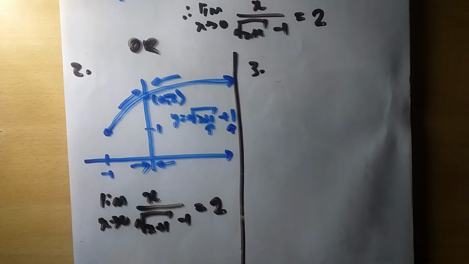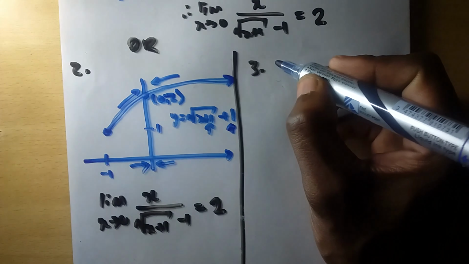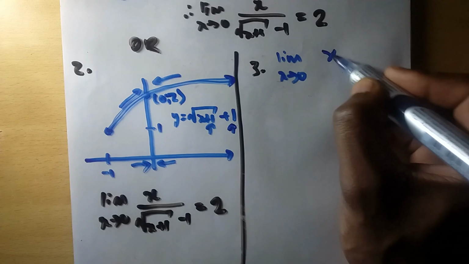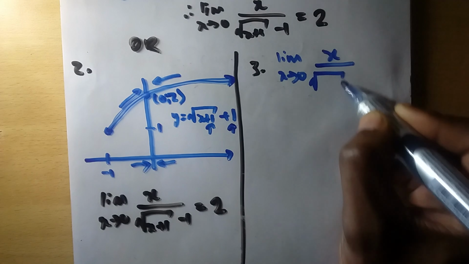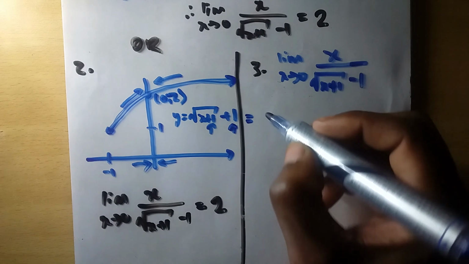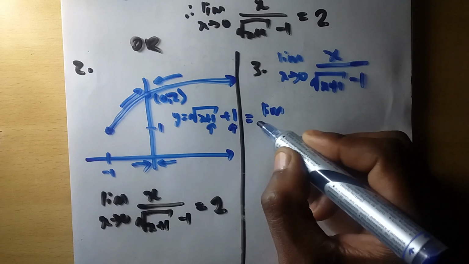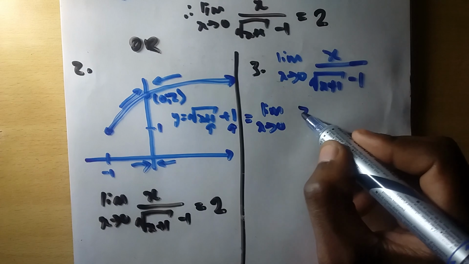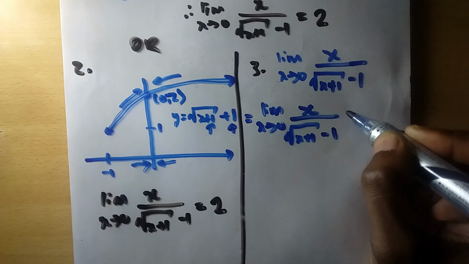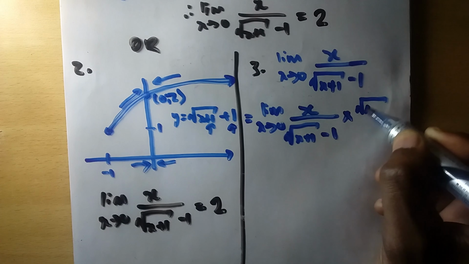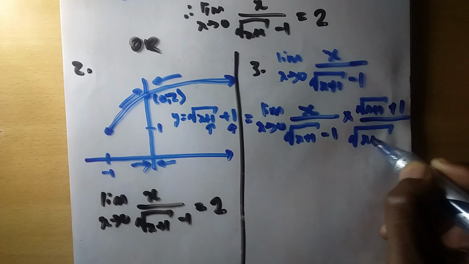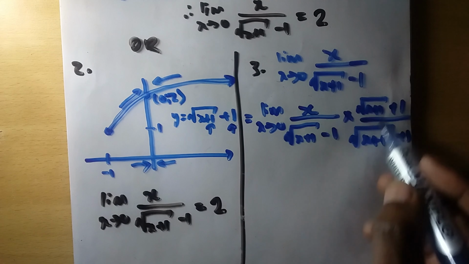Now let us look at the third one, the one you like most. We will have the limit as x approaches 0 of x over the square root of x plus 1 minus 1. So we're gonna introduce the conjugate. So the conjugate, let us write this for now, multiplied by the square root of x plus 1 all over the square root of x plus 1 plus 1. So this is just multiplying by 1.